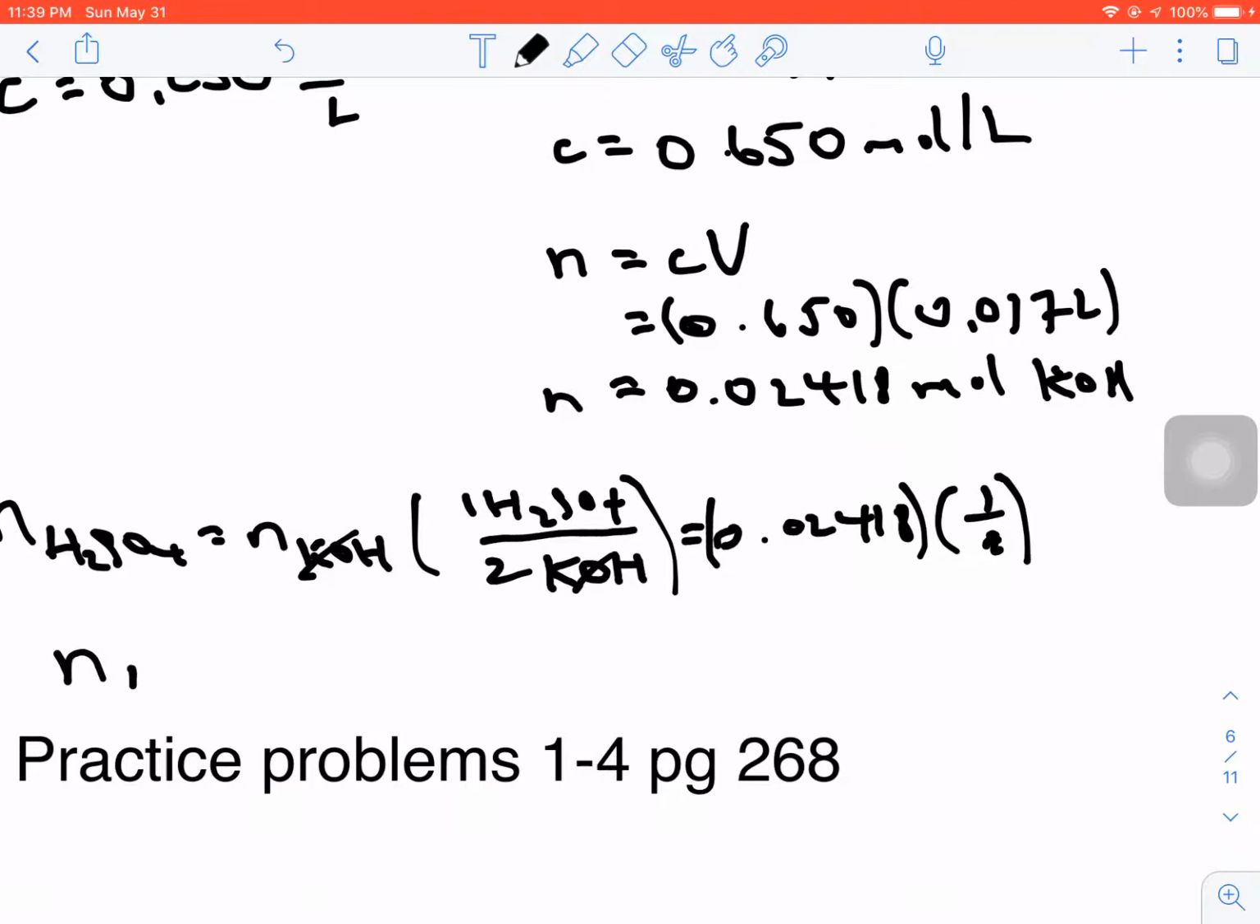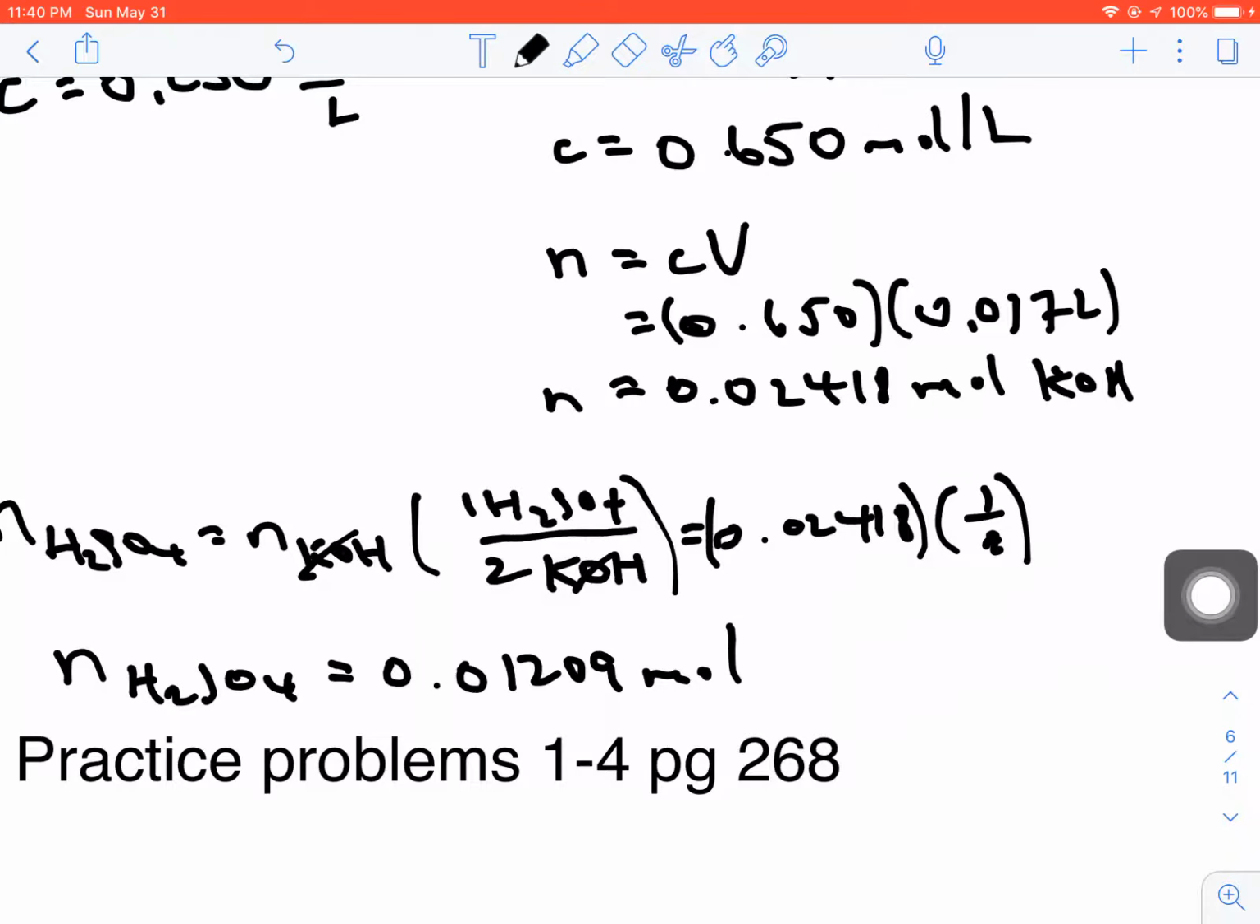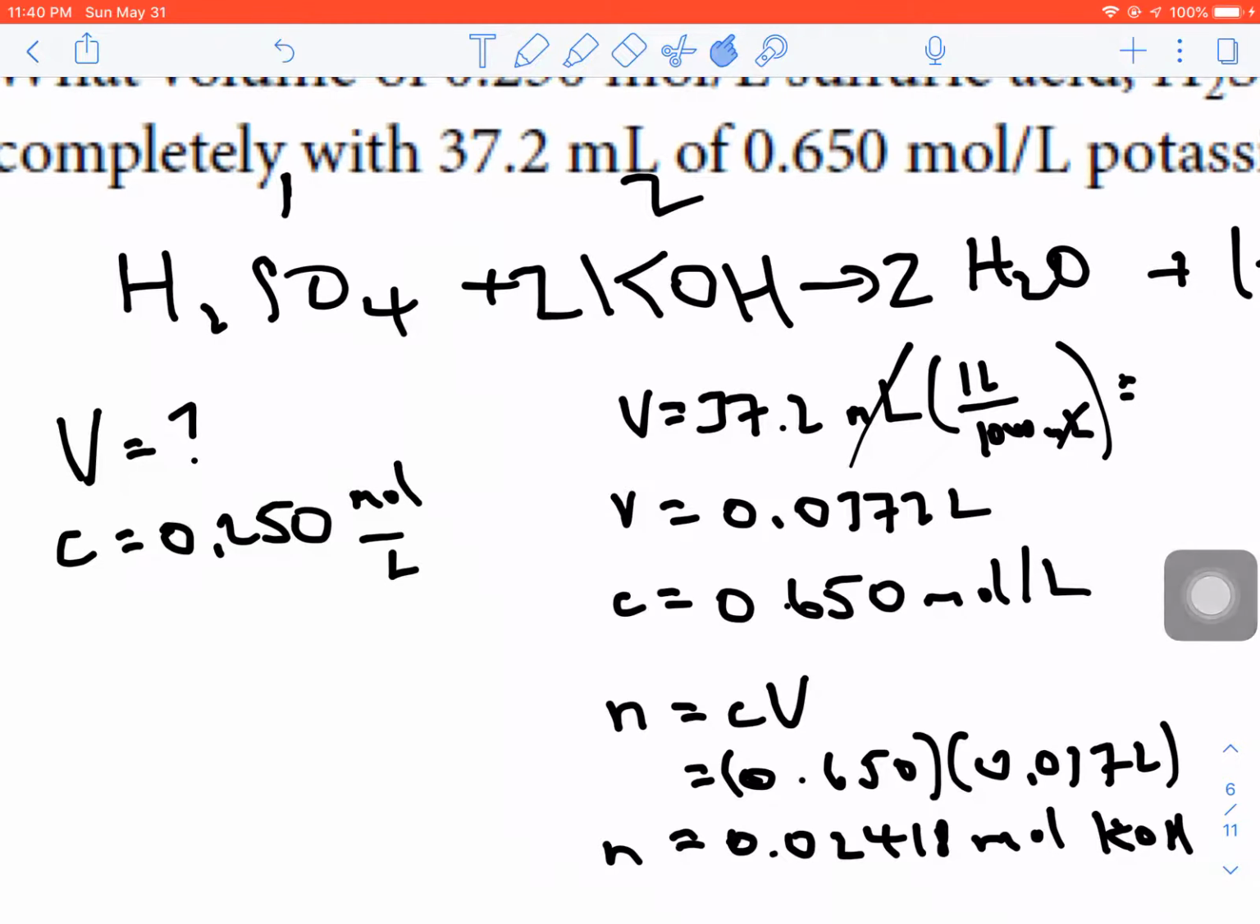So my number of moles of H2SO4 is equal to 0.01209 moles. Okay, so that's how many moles of acid were neutralized by this number of moles of KOH here. So there's my number of moles. So we're done, right? Well, actually, we're not done, because the question said, what volume did we have? So if I go back to my original formula, remember my formula says volume is equal to number of moles divided by concentration.